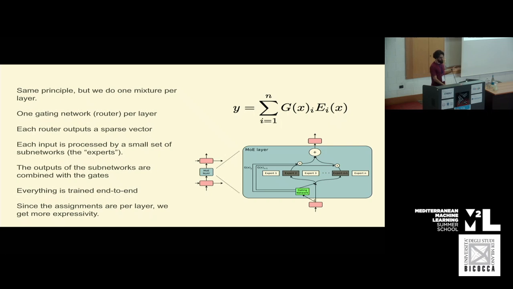So each router is going to output a sparse vector. And the inputs are going to be processed by a small set of subnetworks that are informed by this sparse vector. Every subnetwork is going to be called an expert. And the outputs of the subnetworks are combined with the gates to generate the outputs of the layer. And the cool thing is that everything is trained end to end. And since the assignments are per layer, you have more expressivity, right? Because every layer is picking its experts based on the freshest information, which is the current activations.